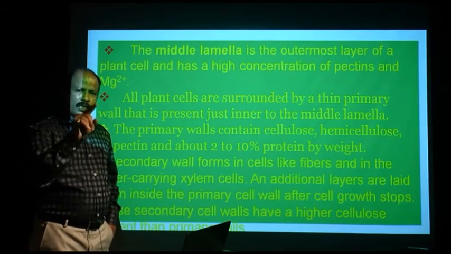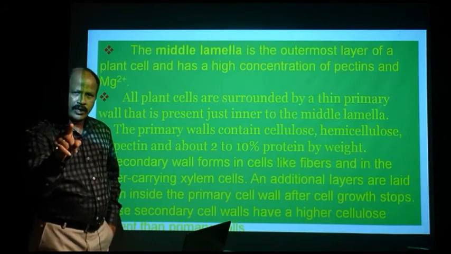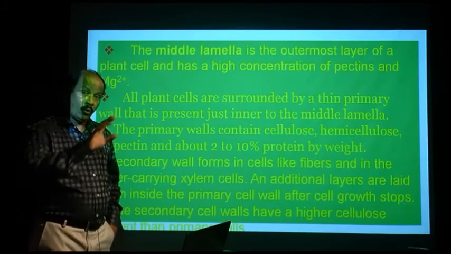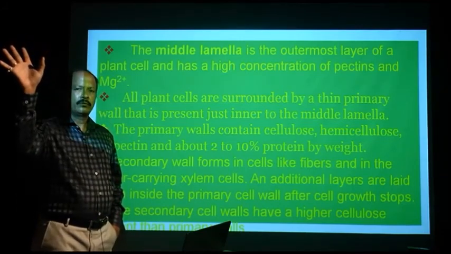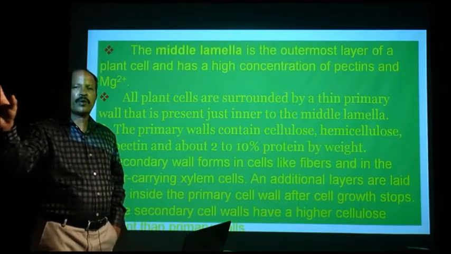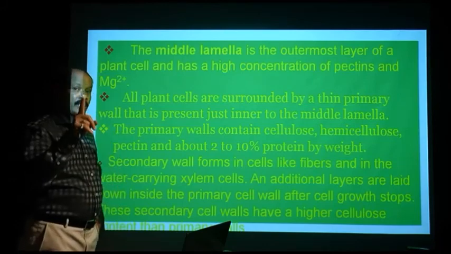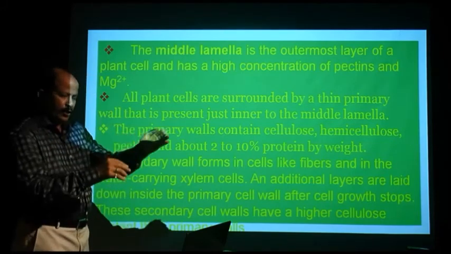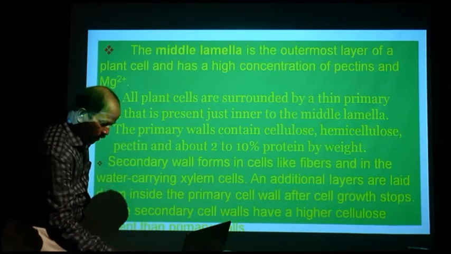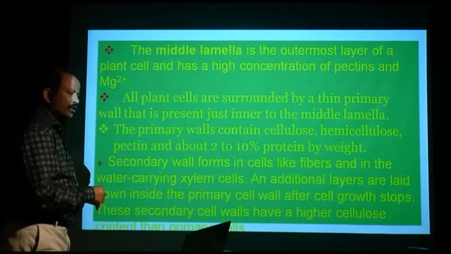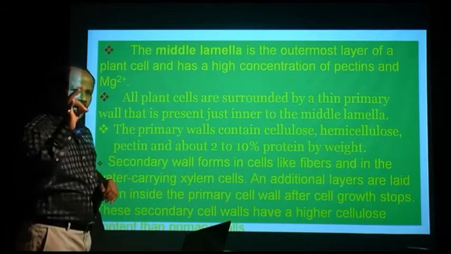Do all cells have primary wall as well as secondary wall? No. All cells have primary wall, but all cells don't have secondary wall. I will be telling which cells develop secondary wall, but all cells have middle lamella inner to that primary wall. Okay, and a primary wall is thin, highly hydrophilic.